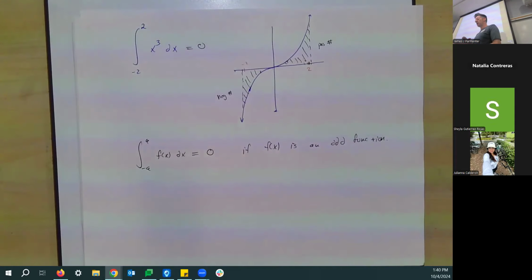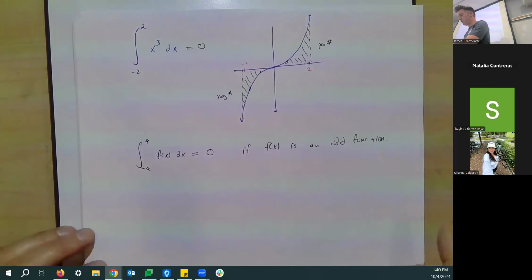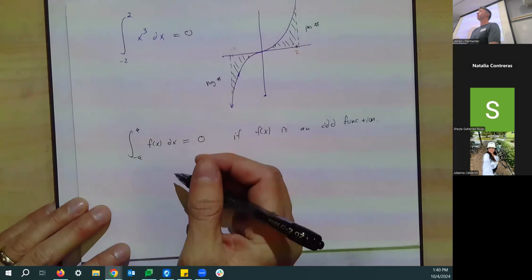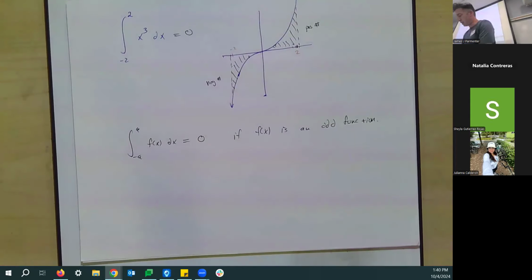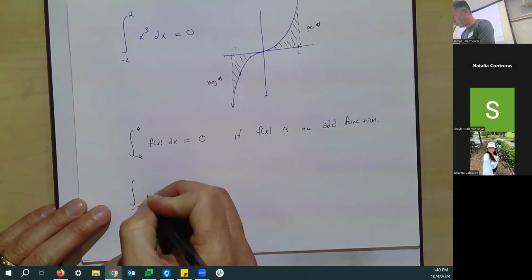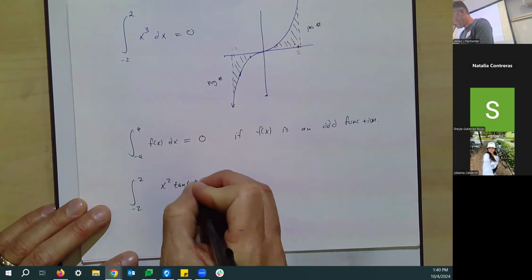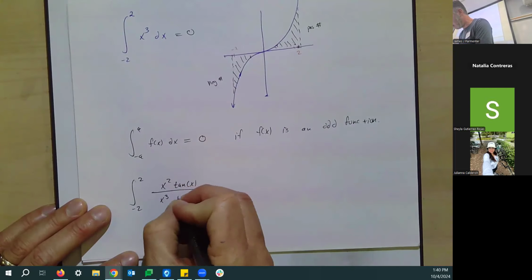So this actually brings up something interesting. You might see on your first test or some quiz, something that looks completely ridiculous. Like, say, the integral from -2 to 2 of x squared times tangent of x divided by x cubed plus 17.